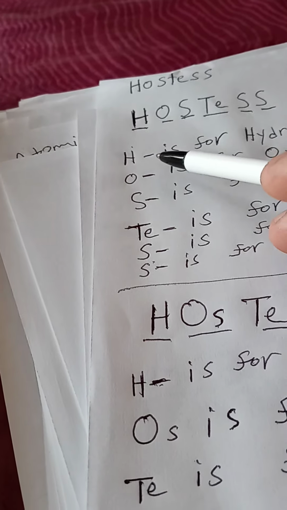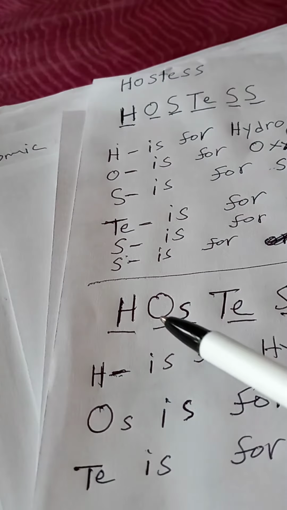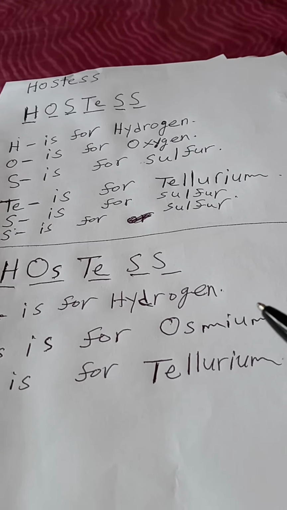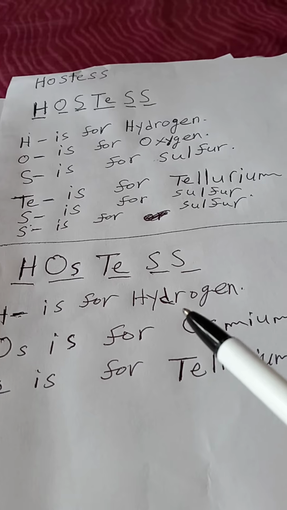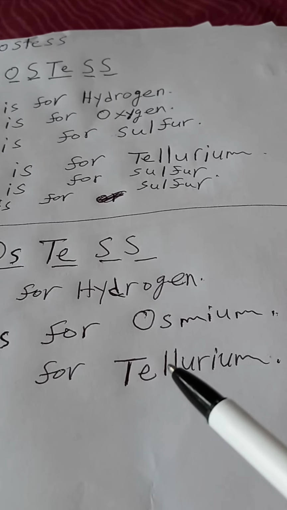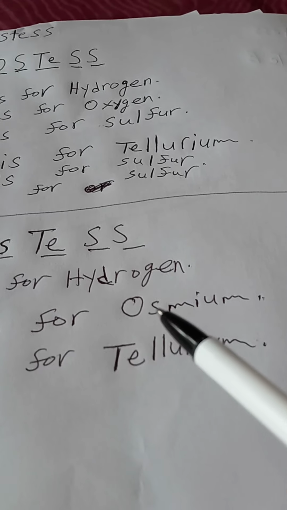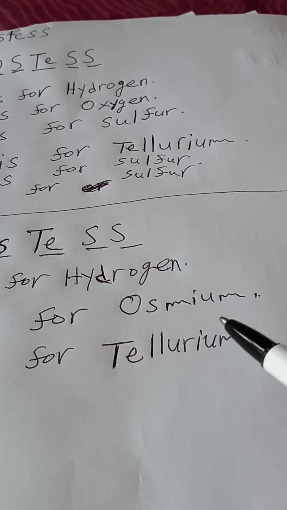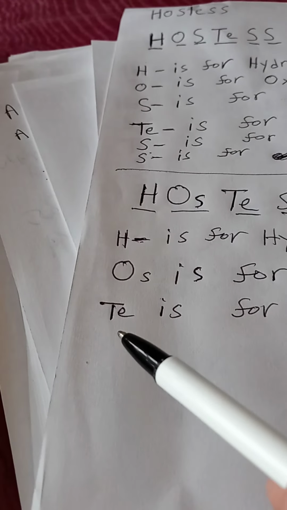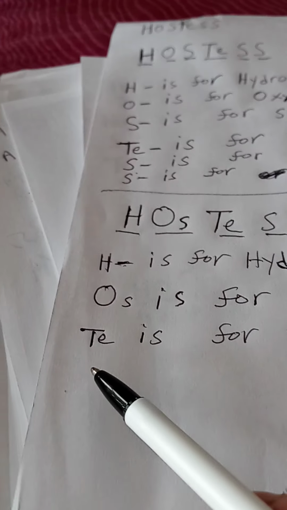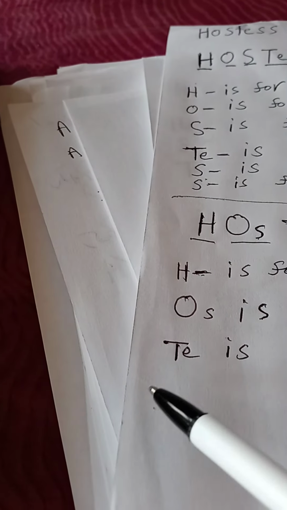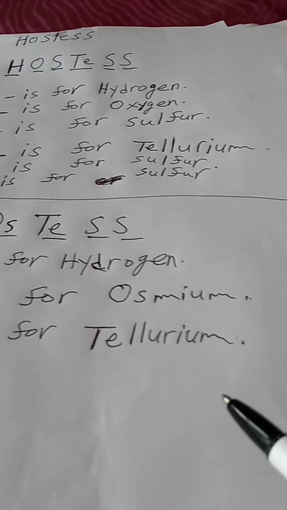But the O and the S here join together, right here. Okay? Now let's see what it means. Capital H is for hydrogen. Capital O, the small s, is for osmium, O-S-M-I-U-M. Okay? Osmium. And we got tellurium, which is capital T, small e. Capital T and the small e is for tellurium.